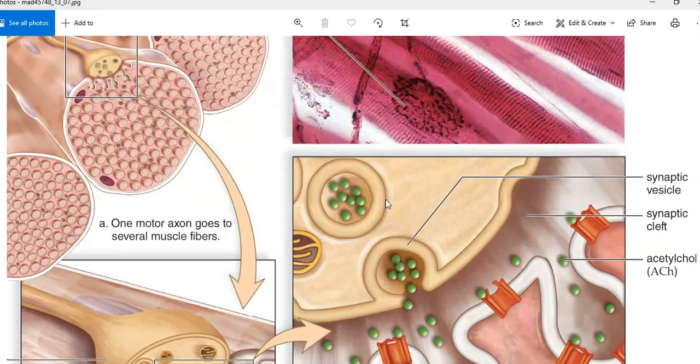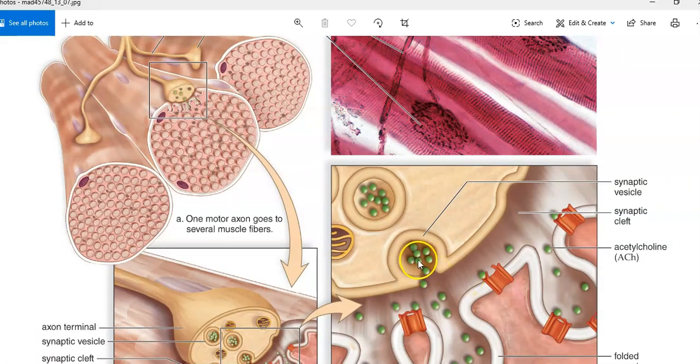Guess what, folks? It's calcium that causes these to be moved to the edge right here so that they can be used. Once again, calcium is important. So a message comes along, telling the muscle to do something, so the acetylcholine gets dumped into this space. It's called the synapse, or the space, or the cleft between nerve and muscle.